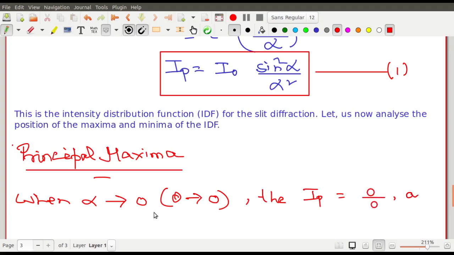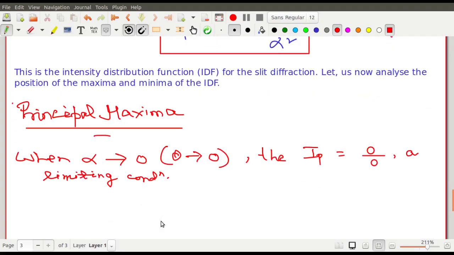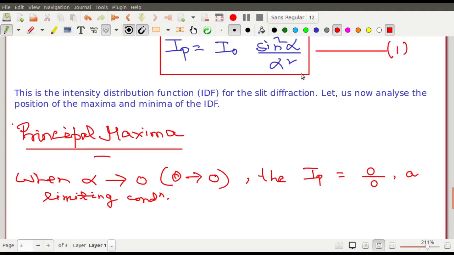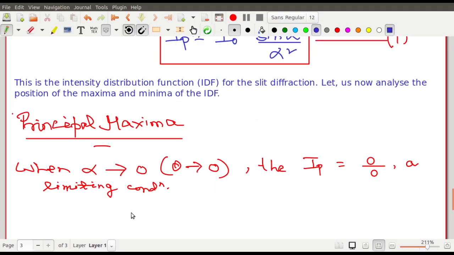A limiting condition. So 0/0, you know, it is not absurd or undefined, but it is a limiting condition, for which you can find the proper values under proper circumstances. So when alpha tends to 0, the IP equals to 0/0, a limiting condition, and you may take care of the limits over here. এবং সেটা আমি take care করে বের করে দেবো। So what is that? So IP turns out to be some I0 limit alpha tends to 0, and you may have a look over here, that is sin alpha by alpha whole square.